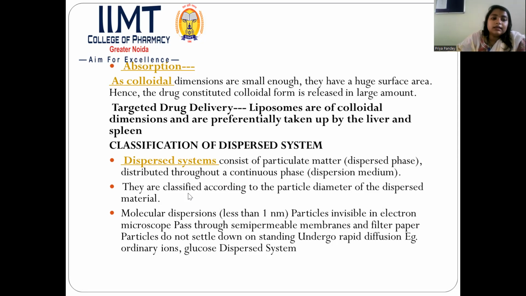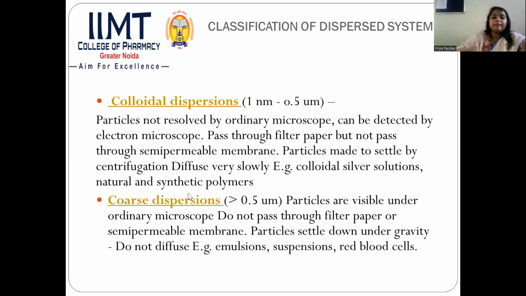If the size of the particle is in between 1 nanometer to 0.5 micrometer, that is known as colloidal dispersion. And in case of coarse dispersion, the size varies and it may be greater than 0.5 micrometer as well. Okay. In case of colloidal dispersion, depending on the size, I already highlighted that the size will be 1 nanometer to 0.5 micrometer, right?